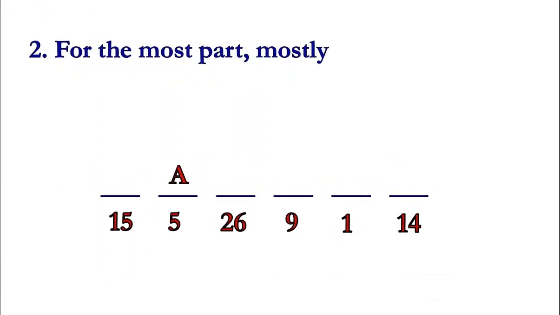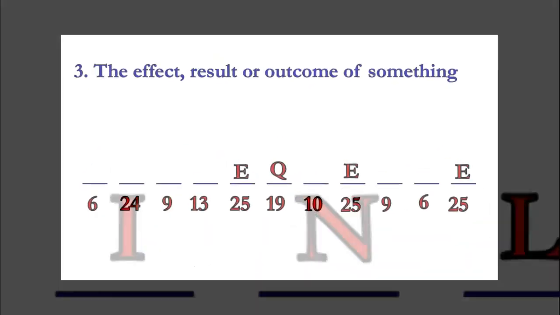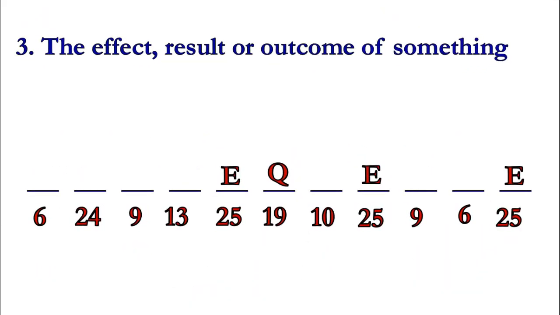Second one, for the most part or mostly means what? What is the word? Excellent. It means mainly. Mainly. Number 3, the effect, result, or outcome of something means what? We have some letters of the word here. Excellent. It means consequence. Consequence.